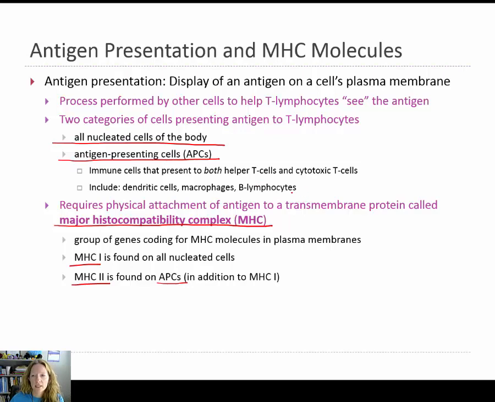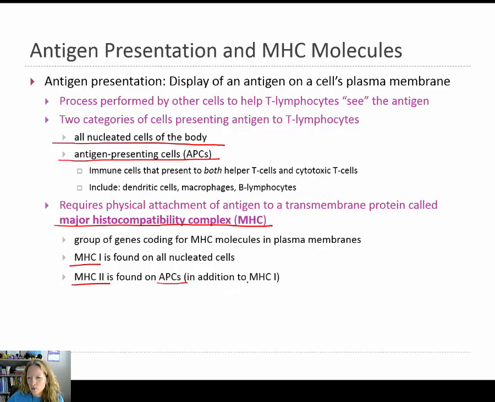The most common APCs are going to be dendritic cells. They are very good APCs, but also macrophages. And then we'll talk about how B lymphocytes work as APCs as well. So we'll get to these later on.